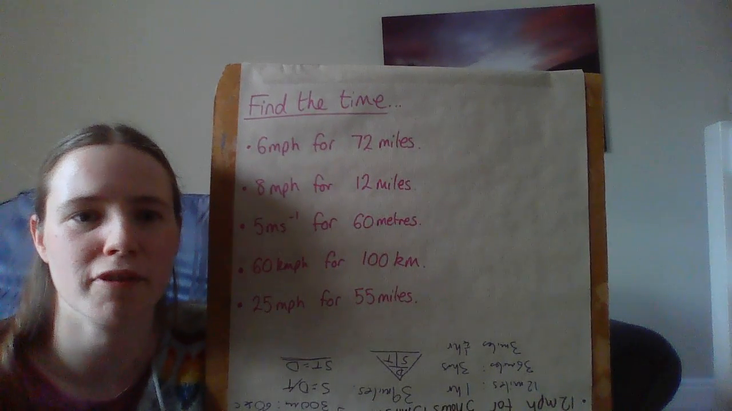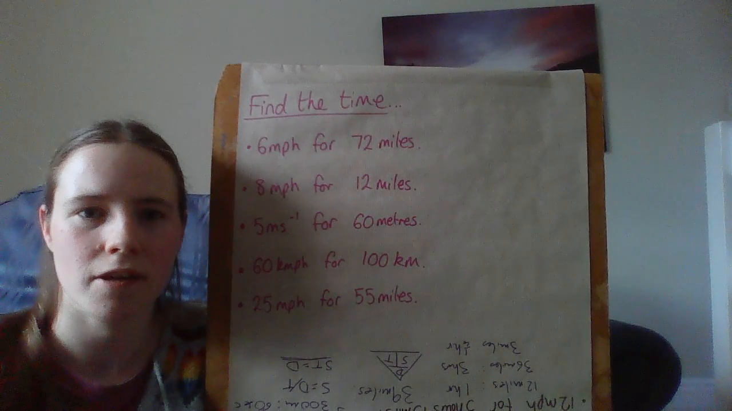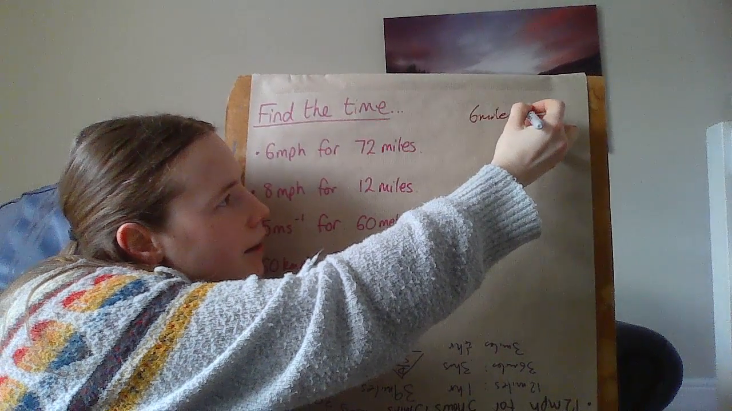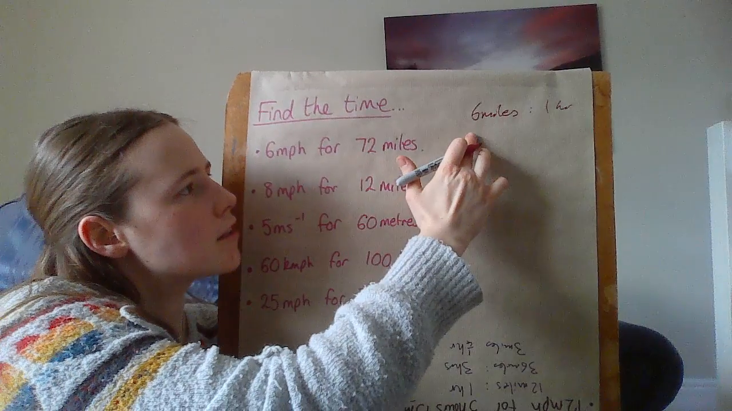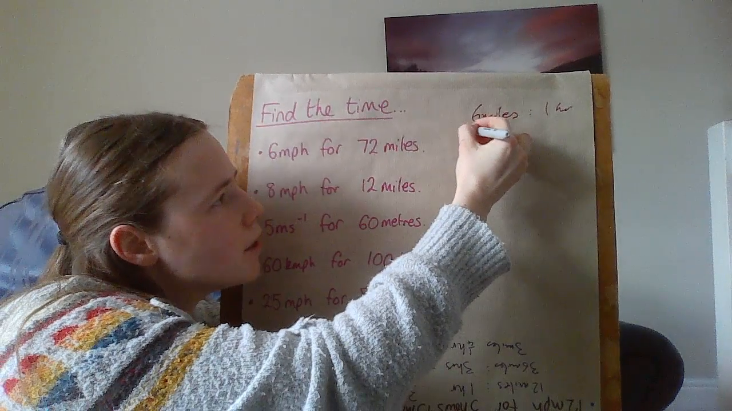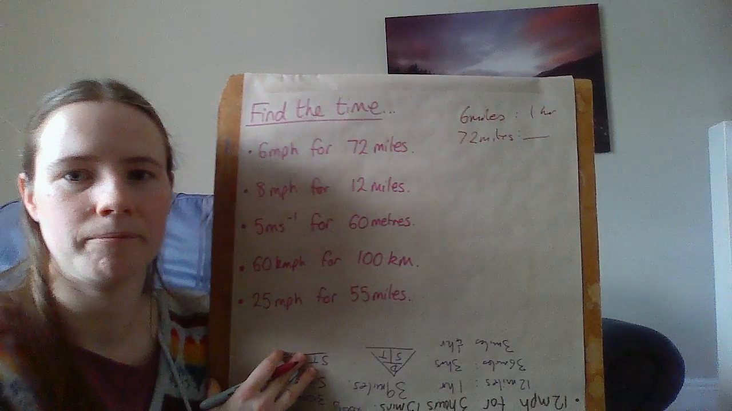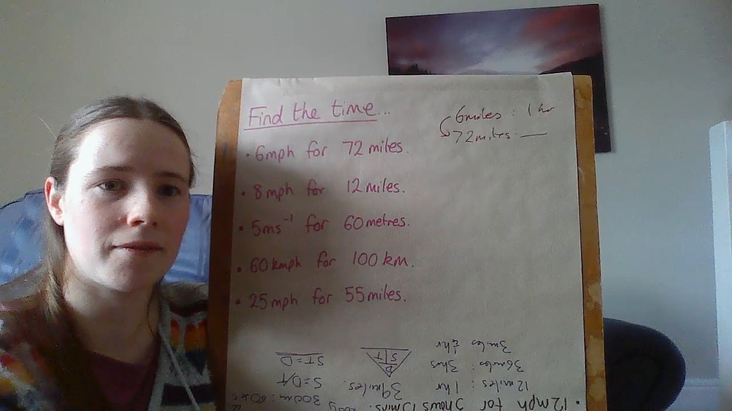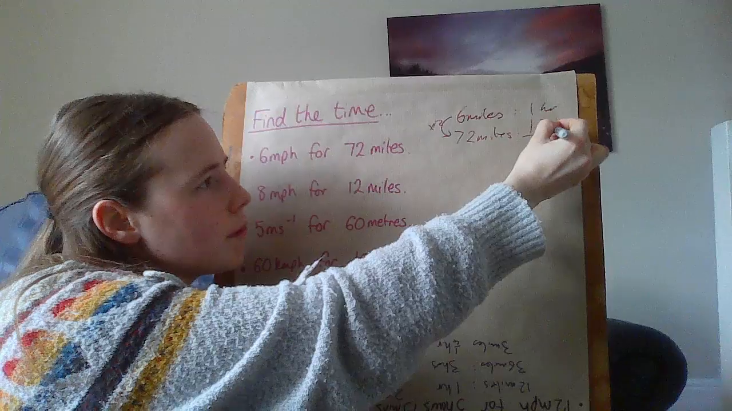Okay, so for these ones, we need to find the time. So I'm going to set it up in a very similar way to start off with. So 6 miles per hour means I get 6 miles in 1 hour, and I need to get 72 miles. So this time I'm changing this side instead. So 72 miles, and I need to work out the time. So we've got to think, what do we have to do to 6 to get up to 72? And we have to times by 12. So we times by 12 here, and we get 12 hours.